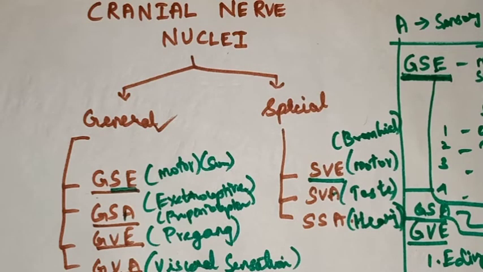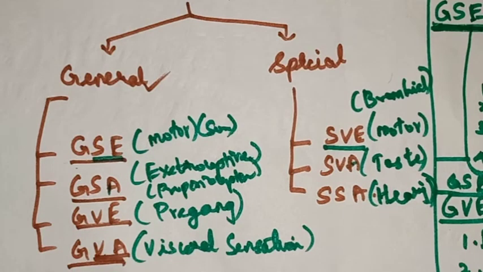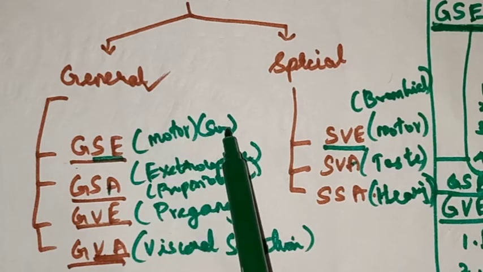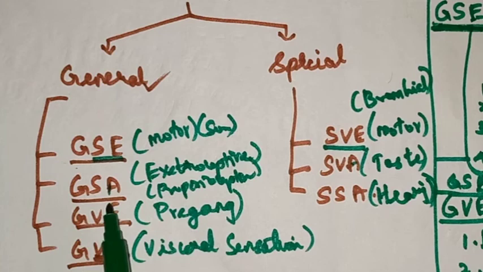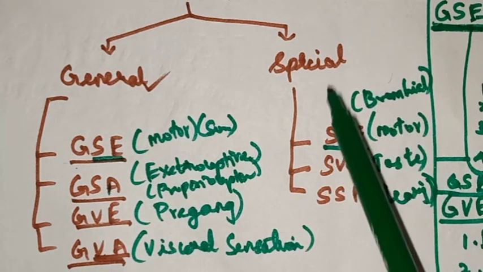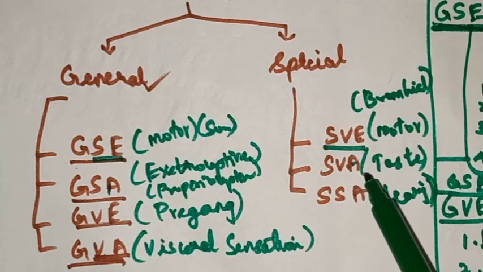To recap, you have the cranial nuclei. We have divided them as general and special. We have four components: general somatic efferent, which is the motor supply of the muscles of somatic origin; general somatic afferent, which is divided into exteroceptive and proprioceptive sensations; general visceral efferent, which gives the preganglionic fibers of the peripheral ganglions of the head and neck. We have the general visceral afferent, which takes the afferent sensations from the visceral structures, and this comprises the general. And the special has three things: SVE, SVA, and SSA.